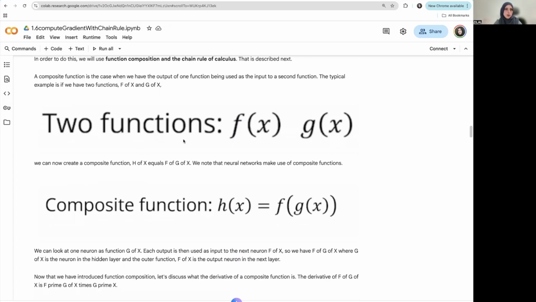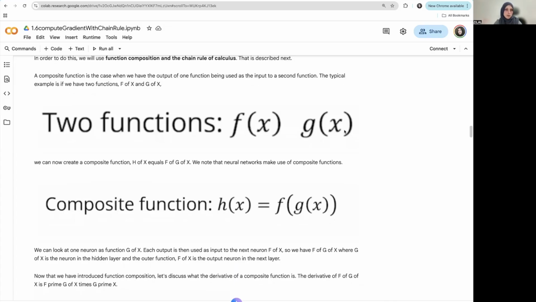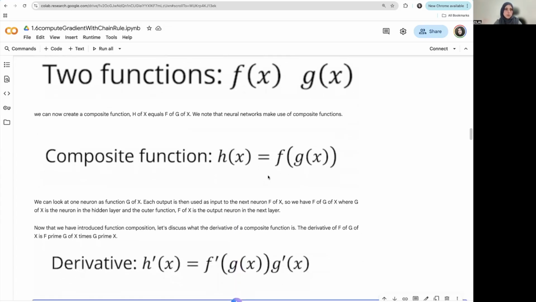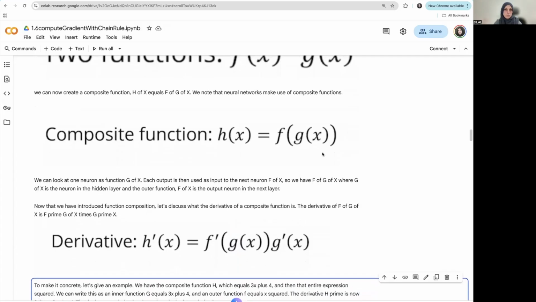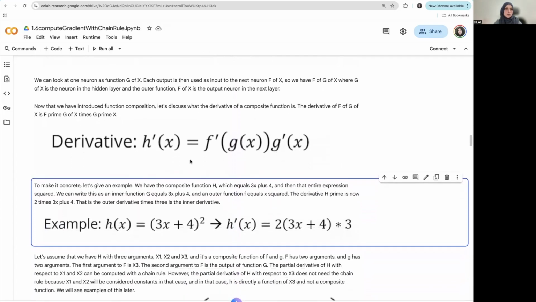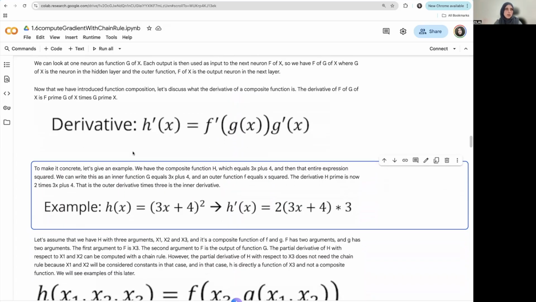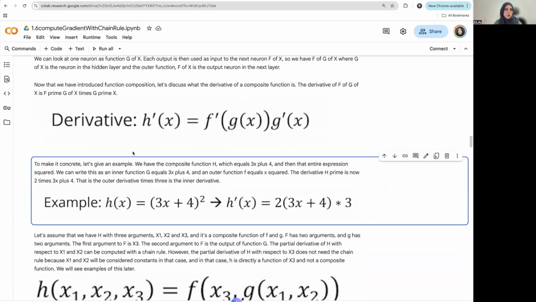If we have two functions, f of x and g of x, we can create a composite function h of x equals f of g of x. We can look at one neuron as function g of x. Each output is then used as input to the next neuron f of x. So we have f of g of x, where g of x is the neuron in the hidden layer and the outer function f of x is the output neuron in the next layer.